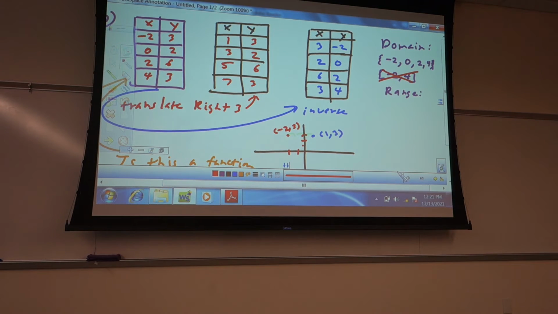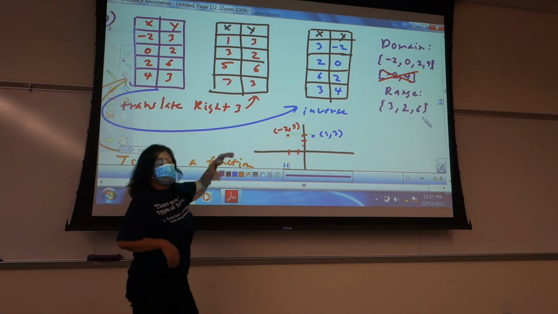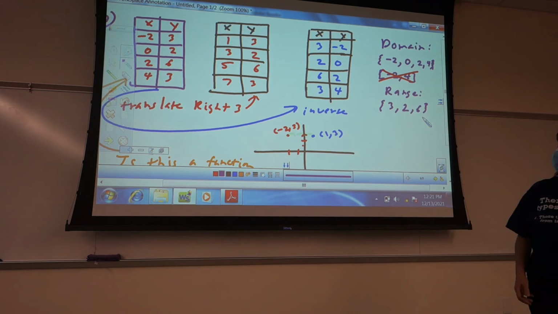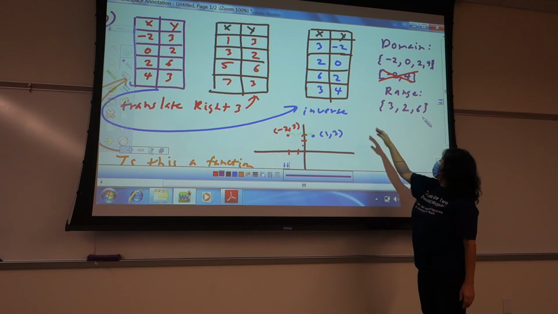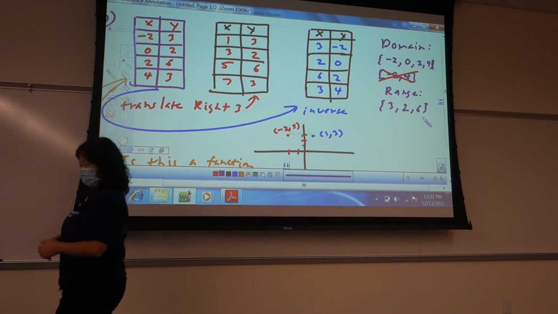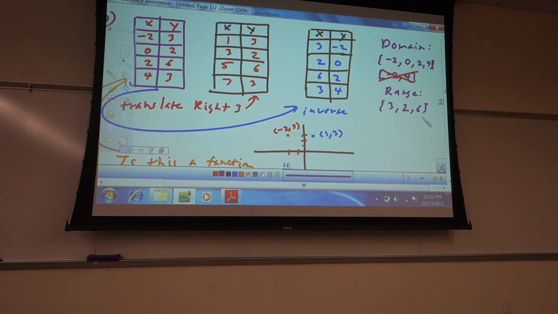So I'm going to find the range. What's the range? Work on the range. Write it down. Okay, so the range is 3, 2, and 6. Do not write 3 twice. If you write 3 twice, you're not going to get points on this. Remember, the range is the list of all possible outputs. So 3, 2, and 6 are the possible outputs. You can put them in order or not, it doesn't matter, but you should have them all listed and not list 3 twice. Everybody on board? Okay.